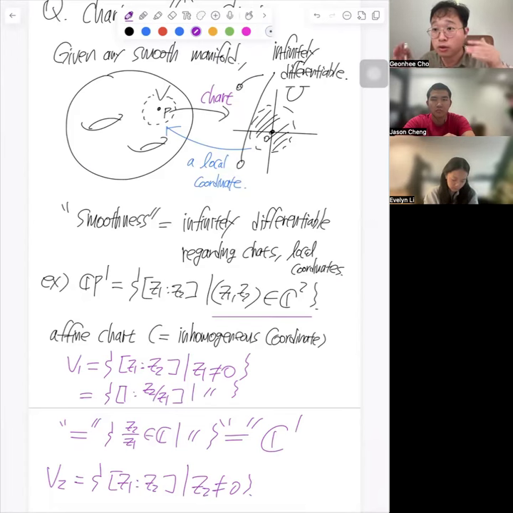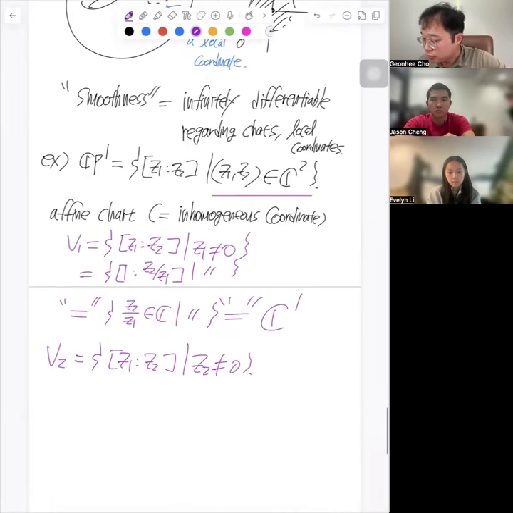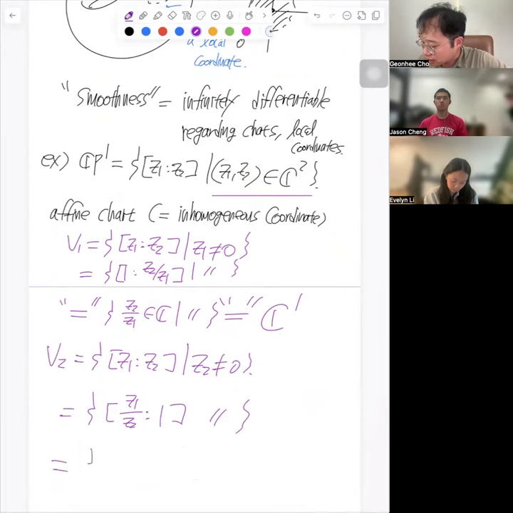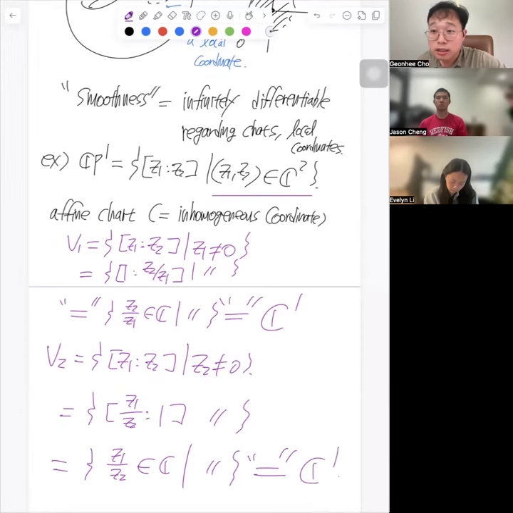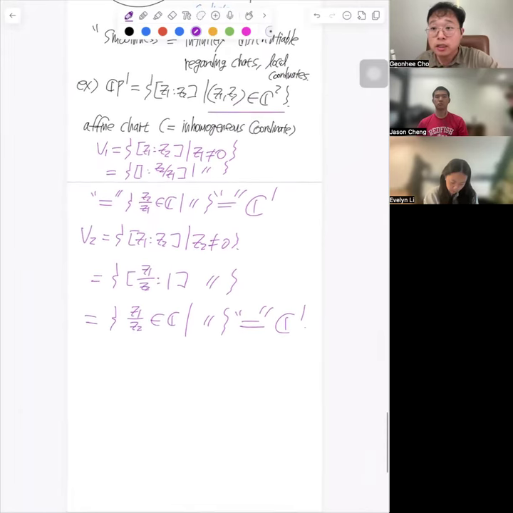So this is the first open subset, and V2 is just the same as Z1 over Z2 versus 1, with the same condition, so you can also see that this can be identified as Z1 over Z2 in C1 with the same condition. This is also the same as C1. So you should interpret these two.